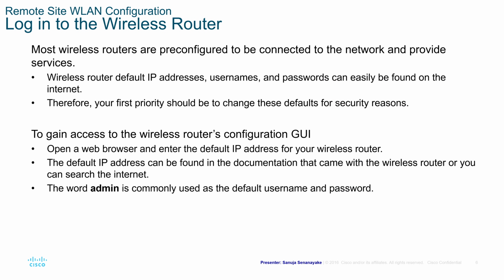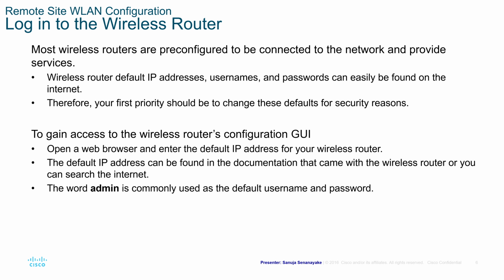Log into the wireless router. Most wireless routers are pre-configured to be connected to the network and provide services. Wireless router default IP addresses, usernames, and passwords can be easily found on the internet. Therefore, your first priority should be to change these defaults for security reasons. Those include the security settings as well, because default security settings are not good either.